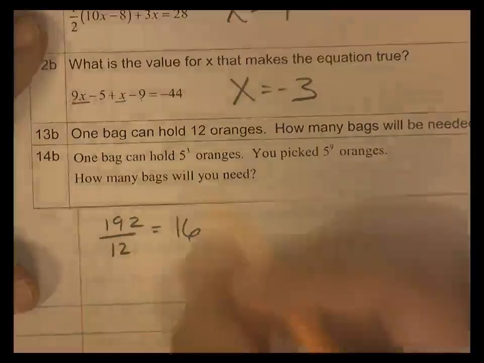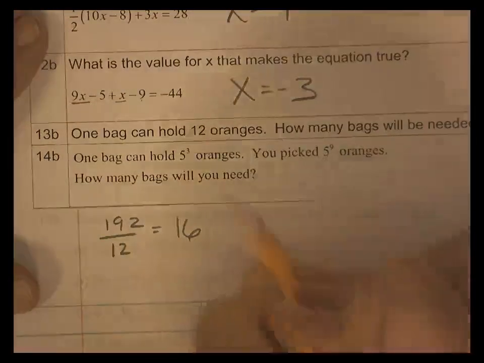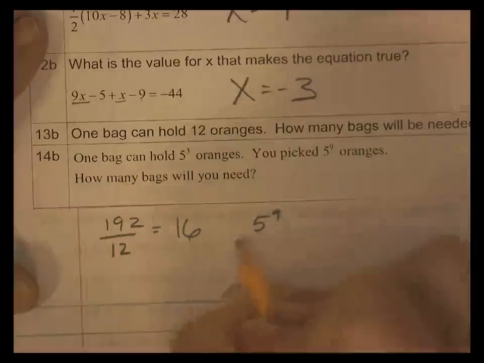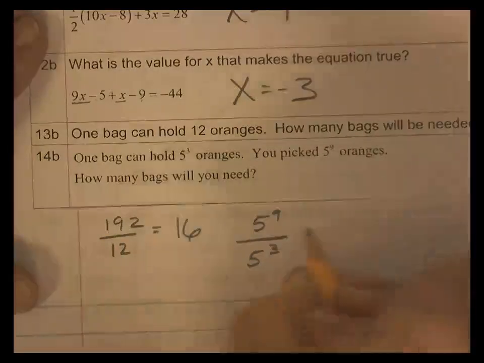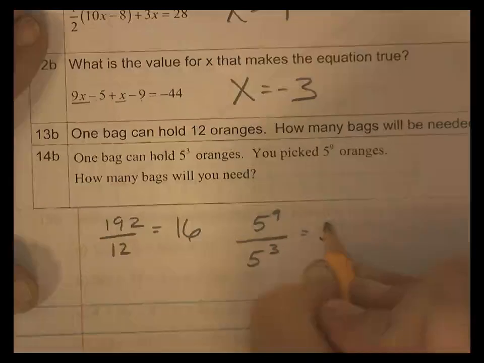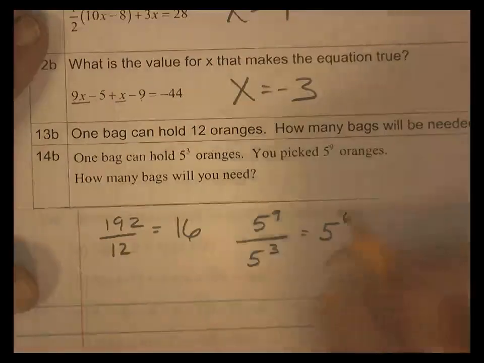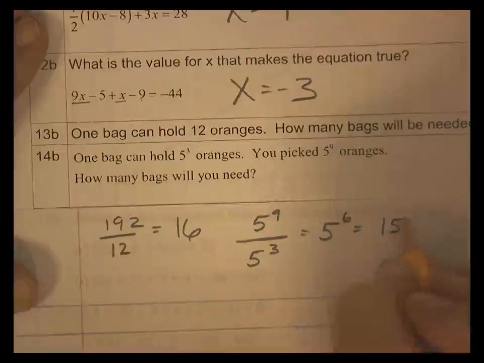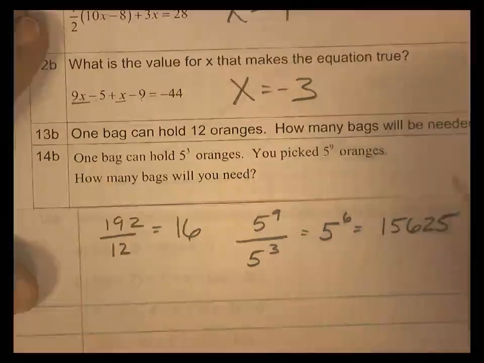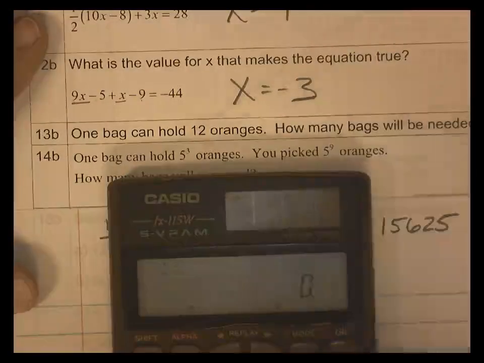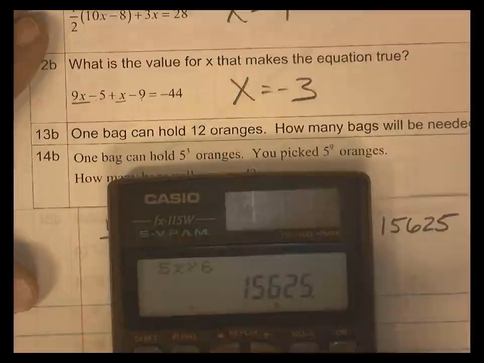One bag can hold 5 to the third. You picked 5 to the 9th. So this is 5 to the 9th over 5 to the third, which is the same thing as 5 to the 6th, which is, ready? 15,625. Do you believe me? I'm going to check it out. 5 to the 6th, 15,625.